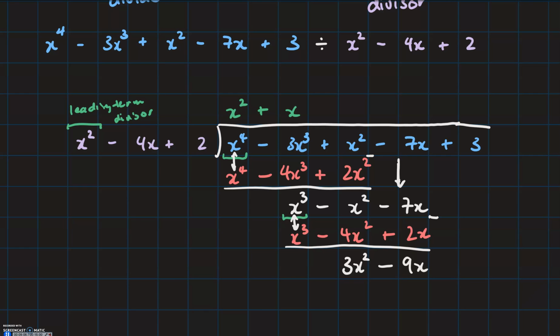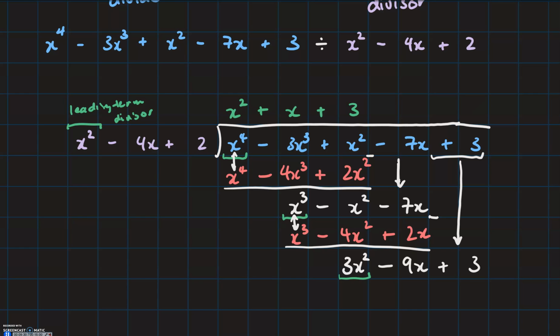Okay. Now, like I did before, I'm going to drag down my next term. So here it's going to be that plus 3. I'm going to drag down to here, plus 3. And again, I repeat that process. I look at the leading term in what's left in my dividend. My dividend leading term is 3x squared. 3x squared divided by the leading term of my divisor, x squared, would just be plus 3.